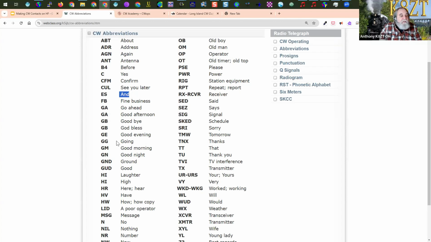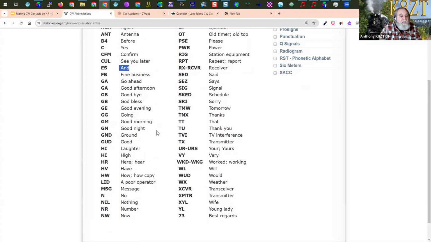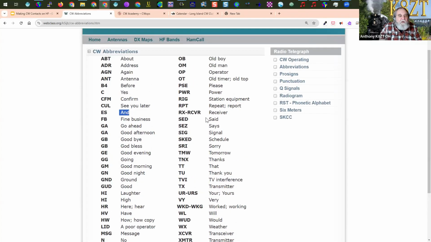FB for fine business, good morning, good night, etc. Very similar. If you do texting, you probably use abbreviations. Well, the good news is the abbreviations are much more standardized than in amateur radio because they've been being used for over 100 years. So learn some of the abbreviations, but don't overdo it to the point of confusing someone else.